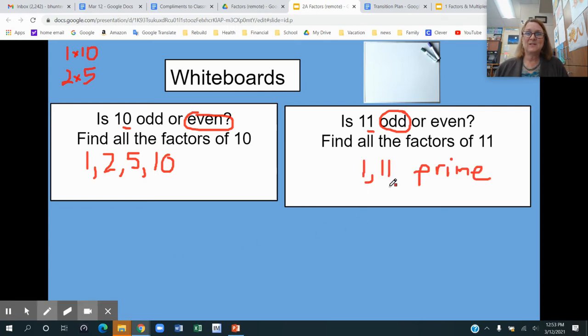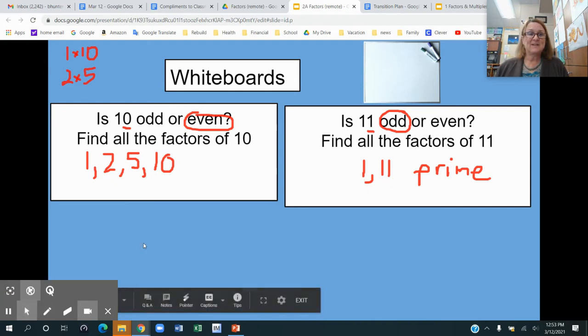Okay, did you get only 2 factors, 1 and 11? And this, remember, we talked about is a special kind of number. It's a prime number. It has exactly 2 factors, 1 and the number itself. All right, let's go on to the next one.